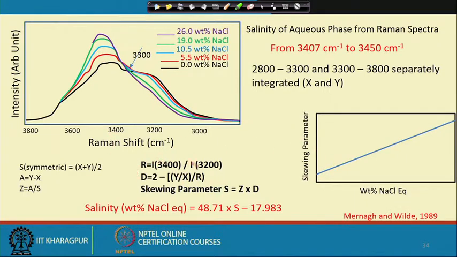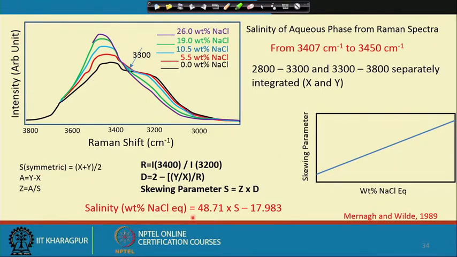That skewing parameter is dependent on all these parameters that we have considered: the ratio of the symmetric and the asymmetric, the difference, as well as the ratio of the intensity at 3400 and 3200, and a parameter d. The diagram on the right hand side shows that, although I have not plotted the exact species of the electrolyte here, all these electrolytes like sodium chloride, potassium chloride, magnesium chloride, iron chloride will follow a situation where the skewing parameter is directly proportional to the weight percent equivalent of the aqueous component.